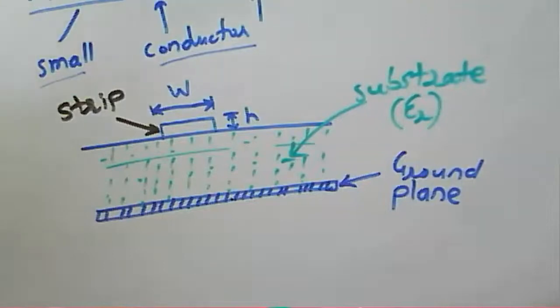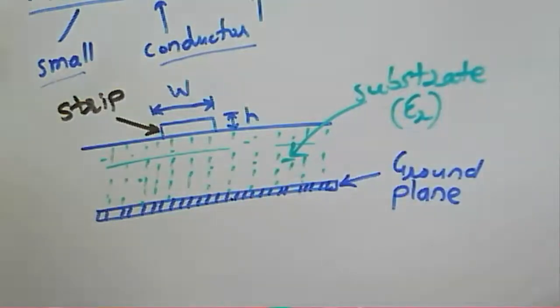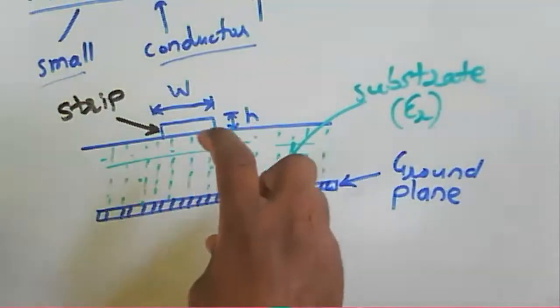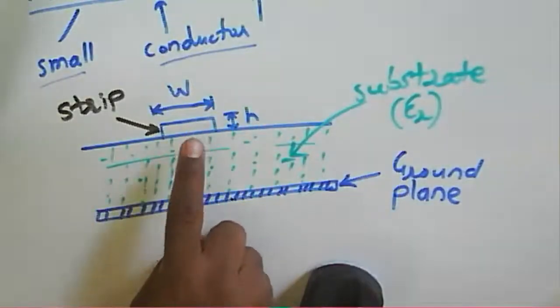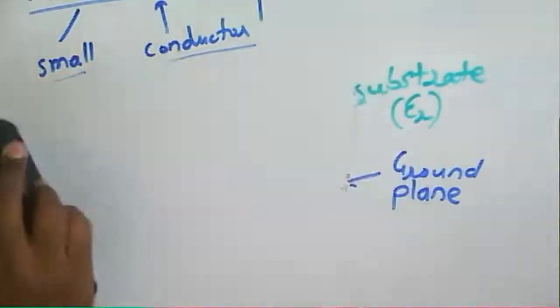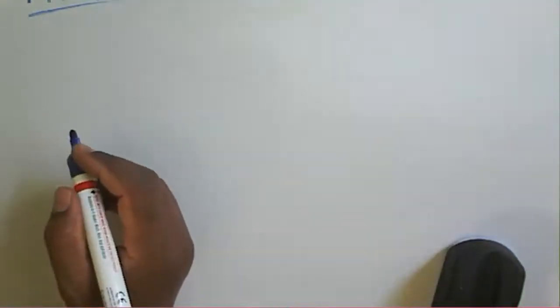So what are the various substrate materials we use, and what will be their epsilon r? Generally, there are various types of substrate material used in a strip line or a microstrip line, and there are various types of microstrip configuration. Here is a common one: one strip and a ground plane, and in between there will be a substrate. But there are other configurations, or various structures, of a microstrip line.